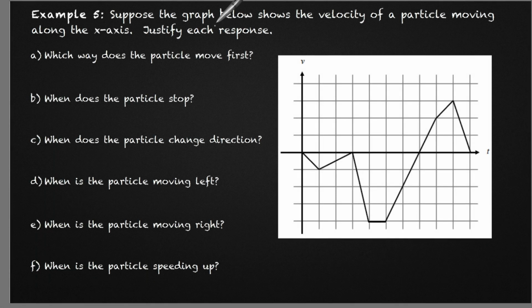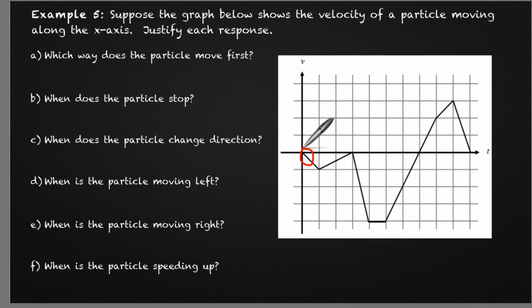Okay, example 5. Suppose the graph below shows the velocity of a particle moving along the x-axis. Justify each response. Okay, so which way does the particle move first? Well, we already established at the beginning of this lesson that when the velocity is negative, the particle is moving backwards. When the velocity is positive, the particle is moving forwards. So we have to look here and see that when the particle starts moving, the velocity is negative.